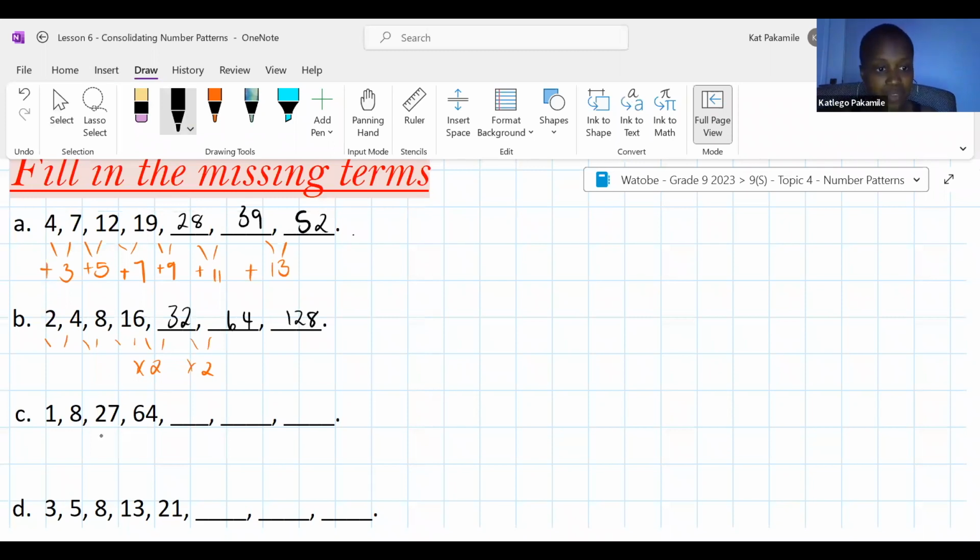Cube numbers, 1 cubed is 1, 2 cubed is 8, 3 cubed is 27, 4 cubed is 64. So tell me, yes, they are. You guys are brilliant. Man. So 5 cubed would be how much? What is my next term? And then 6 cubed. Two and 6. Thank you, Tammy. And the last one is 7 cubed. Thanks, Mamelo.